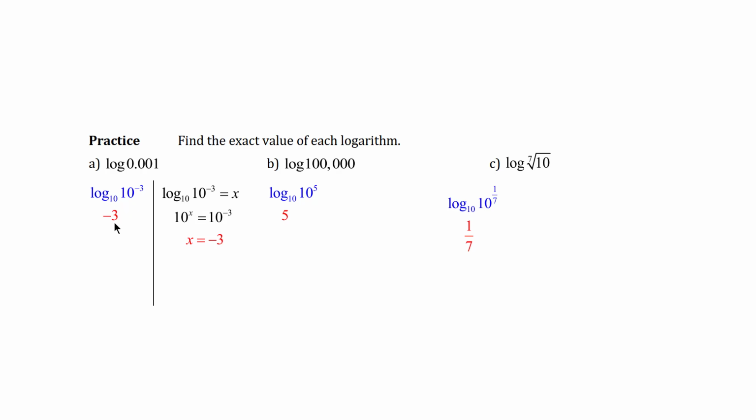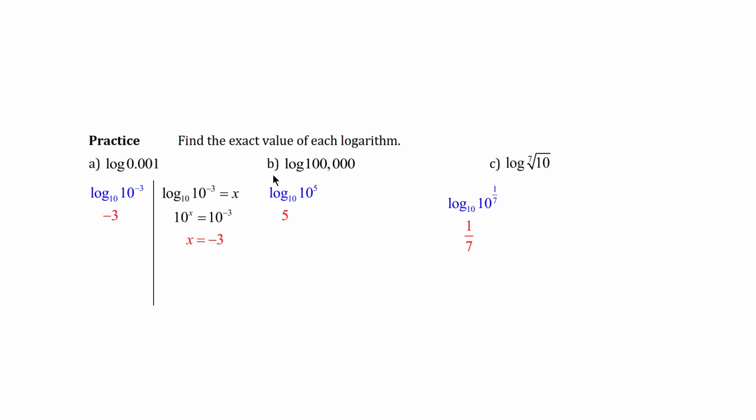If you didn't remember to use property number 2, you could also work this out by taking log base 10 of 10 to the negative 3rd power and set it equal to x. From here, we convert this into an exponential equation. We get 10 to the x power equals 10 to the negative 3rd power. Next, we use the uniqueness property, and we get x equals negative 3.